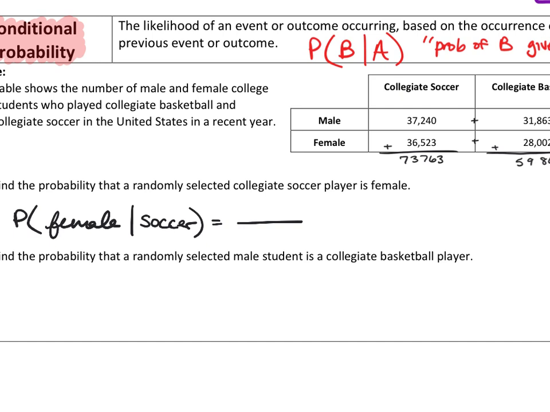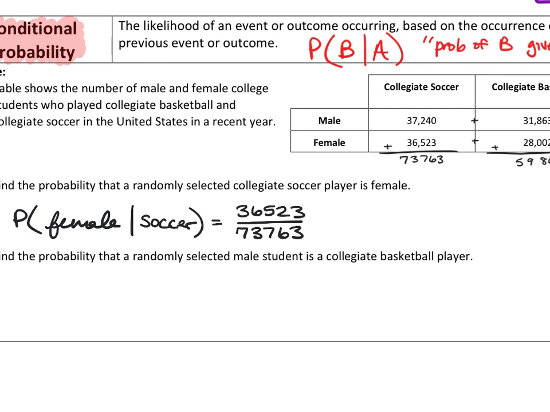So of the total number of collegiate soccer players, how many of them are female? If we look at our table, 36,523 of the collegiate soccer players are female out of a total number of 73,763 total soccer players. Notice that in this one, unlike the pizza example from the other day, I didn't use that big grand total in the corner. I just used the total number of soccer players because I know it has already been determined she's a soccer player. Then this is just regular probability.